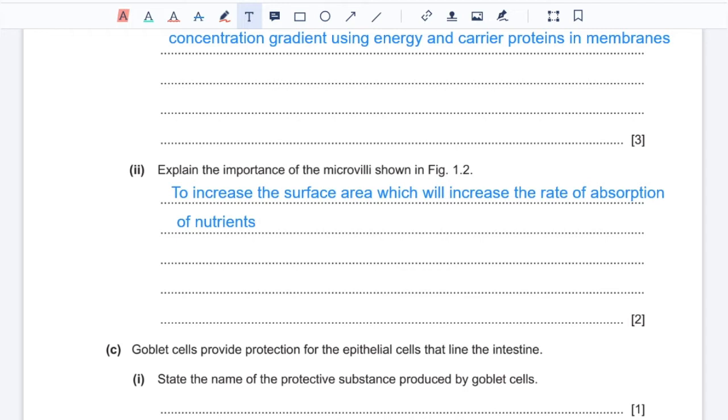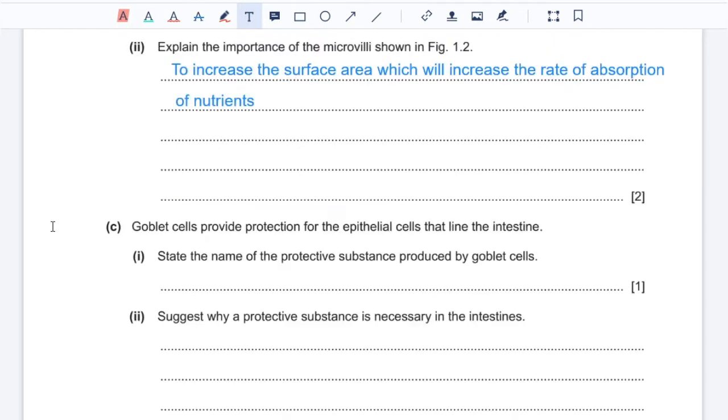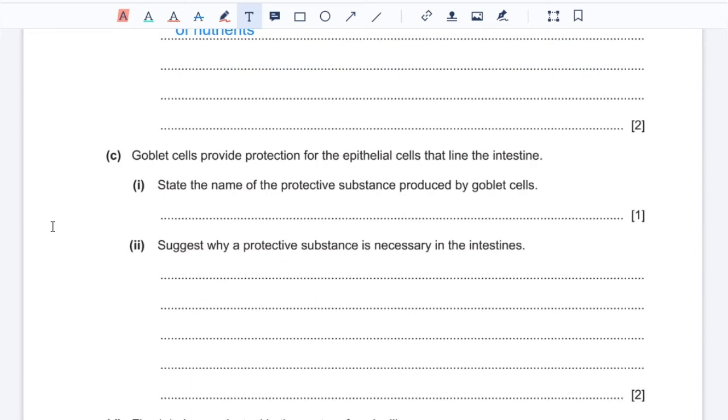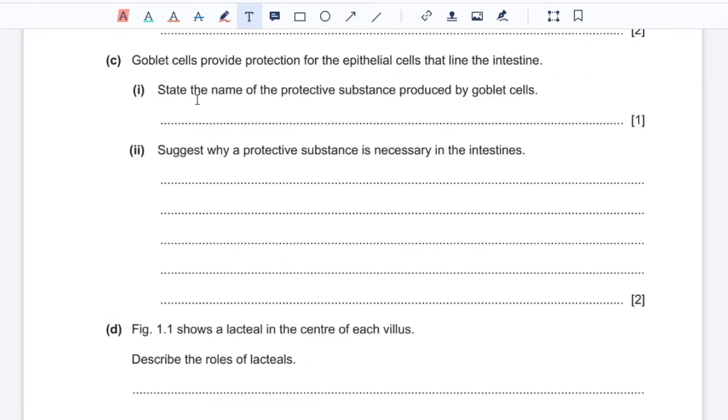C. Goblet cells provide protection for the epithelial cells that line the intestine. 1. State the name of the protective substance produced by the goblet cells, that is mucus. 2. Suggest why a protective substance is necessary in the intestines. So mucus, the protective substance in this case, will prevent the enzymes in the small intestine from digesting it, and it also provides protection for the intestine against pathogens.